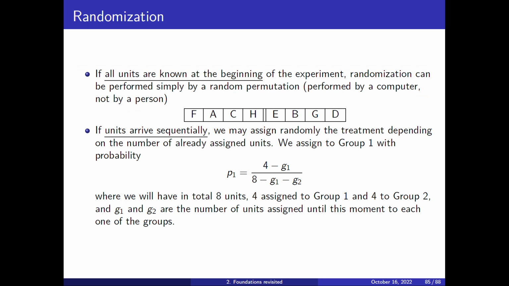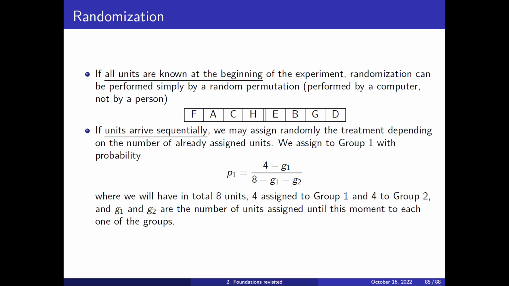Okay, how to randomize? If you know all the units at the beginning, then it is very easy. You can simply perform a random permutation of all the units, and it is important that this randomization is done by a computer, because humans tend to create patterns when they randomize. There have been some very interesting studies about this. And if units arrive sequentially, you may not be able to assign randomly so easily.